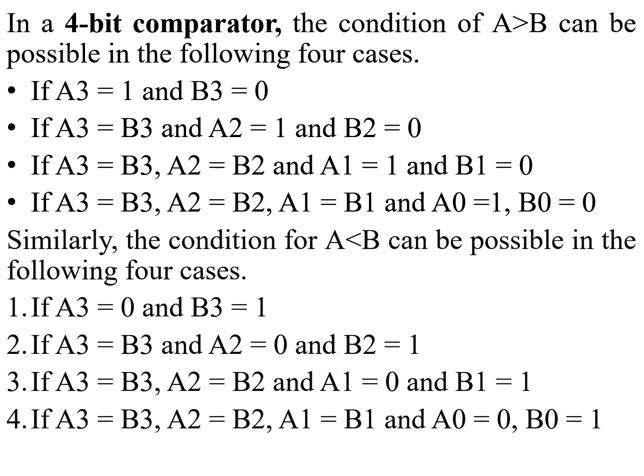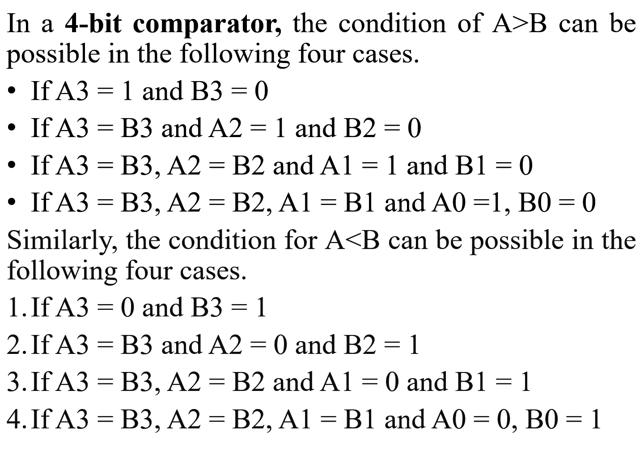So in a 4-bit comparator, the condition for A greater than B can be possible in the following 4 cases. If A3 equal to 1 and B3 equal to 0; if A3 equal to B3 and A2 equal to 1 and B2 equal to 0; if A3 equal to B3, A2 equal to B2 and A1 equal to 1, B1 equal to 0; and if A3 equal to B3, A2 equal to B2, A1 equal to B1 and A0 equal to 1, B0 equal to 0.